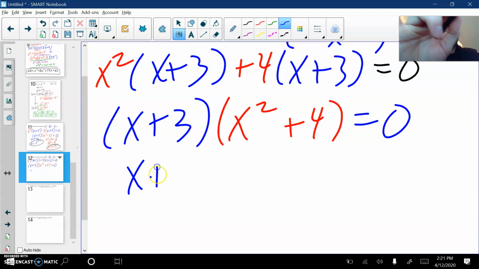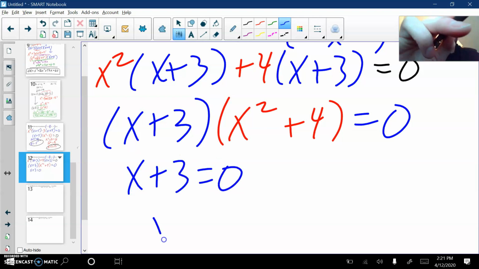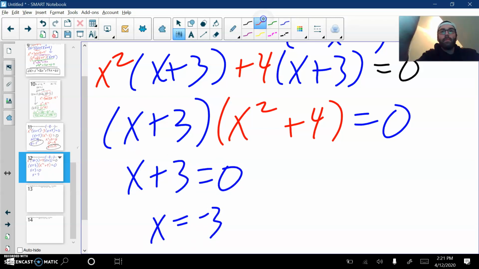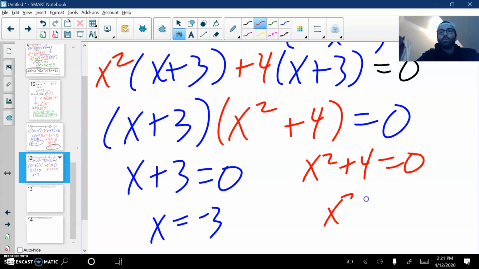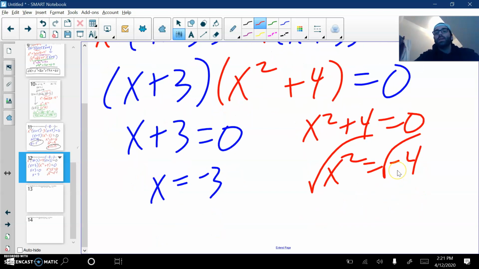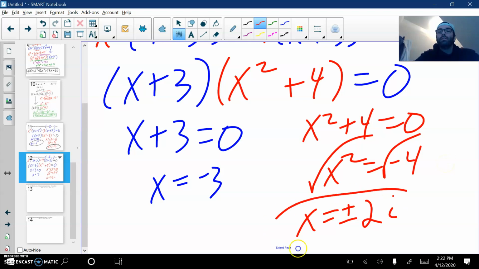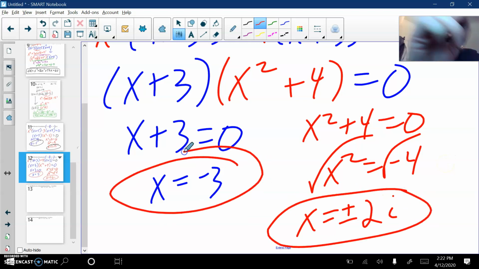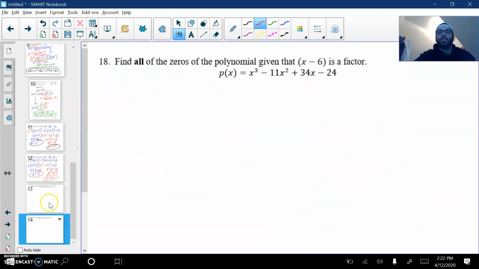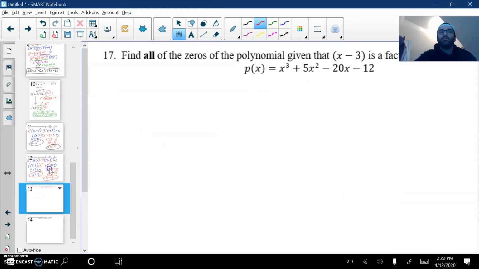Completely factored, set each factor equal to 0, and solve. X squared equals negative 4, square root, whoa! Taking the square root of a negative, I'll get x equals plus or minus 2. Well, if it's a negative 4, that makes it 2i. There are my 3 roots, or 3 zeros, excuse me. I'm going to save these last two since they're the same type of problem for the next video. Alright?